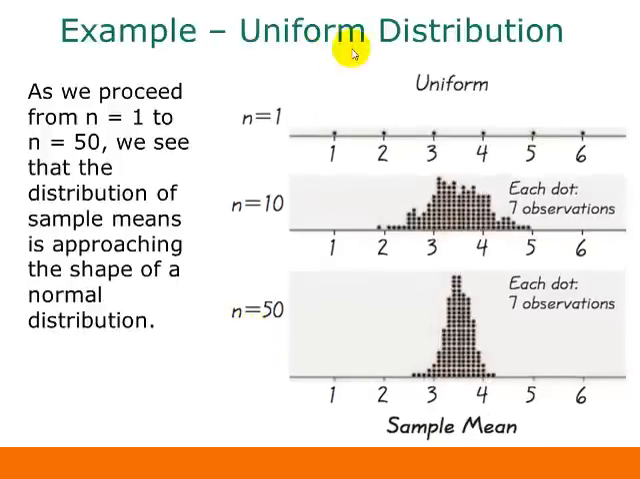Now this one comes from a uniform distribution where every value has the same probability. So here was when n equals 1. This is what the distribution looks like for the sample means. When n is a little bit bigger, when it's 10, then we're getting a little bit closer to being a bell-shaped curve. When n equals 50, we have a pretty good approximation of a normal distribution. In other words, this is pretty close to being a bell-shaped curve.